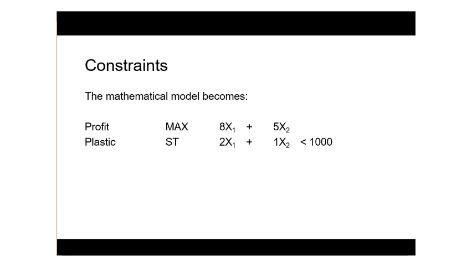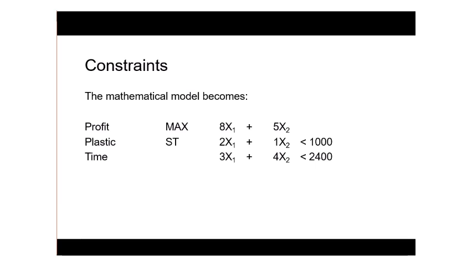The space ray takes 2 pounds per dozen and the zapper 1 pound. Together, the total plastic used cannot exceed 1,000 pounds. We get that straight from the mathematical model of the knowns that we produced. The next constraint, subject to the time, takes 3 minutes, 3x1, to produce a dozen space rays and 4 minutes to produce a dozen zappers.